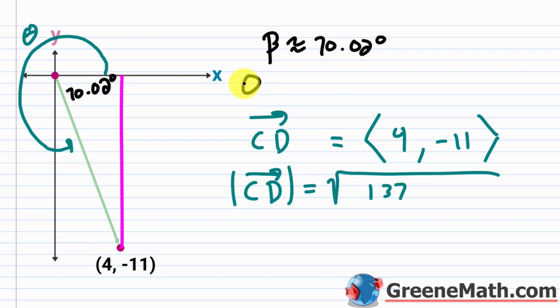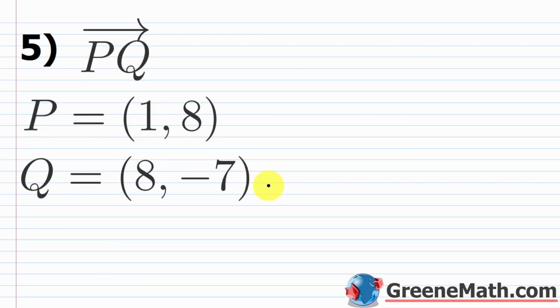So let's say that my direction angle theta is approximately 360 degrees minus 70.02 degrees. So that would give me about 289.98 degrees. So let's say that's my direction angle, about 289.98 degrees. All right, let's take a look at problem number 5.